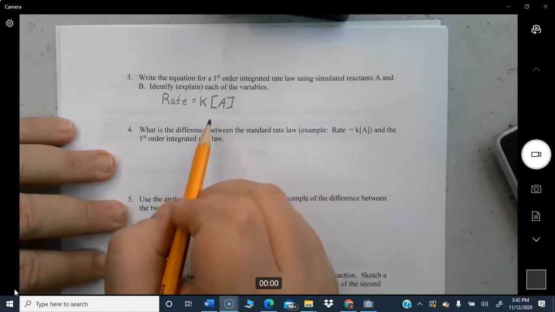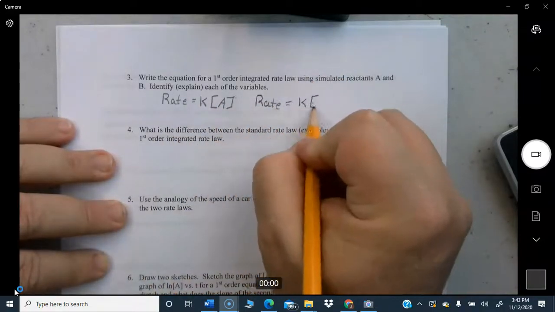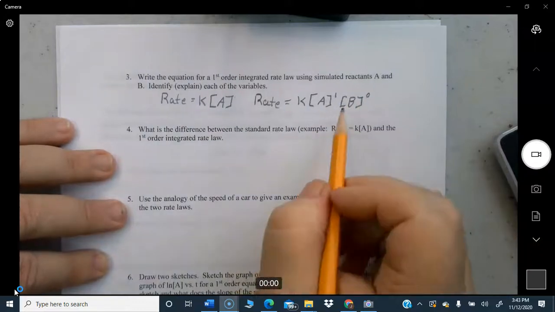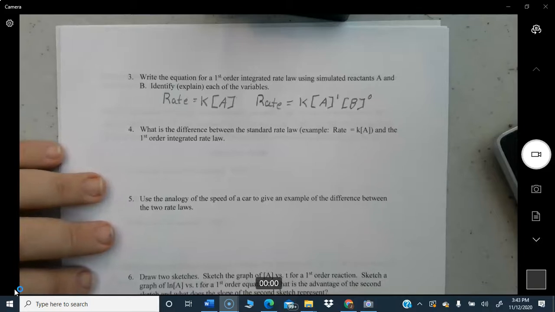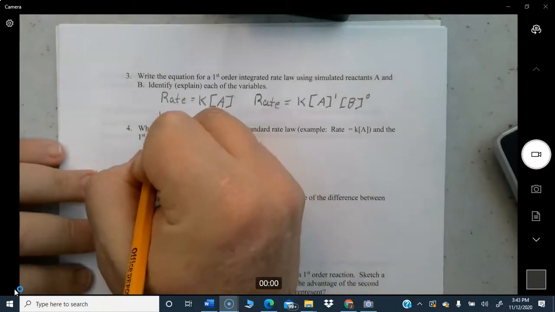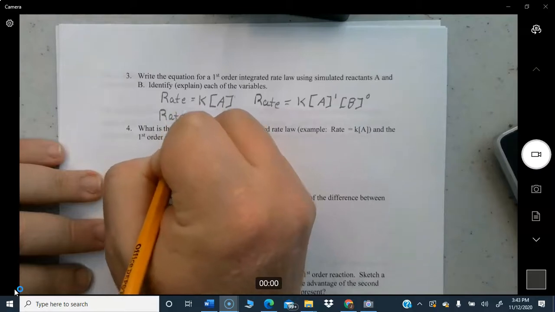You could also do this one. Watch this. These are just alternatives. Boom, you add the exponents, you still get 1. So that would be a first order reaction as well. Let me show you one other. You could actually do this. Possibilities are endless.